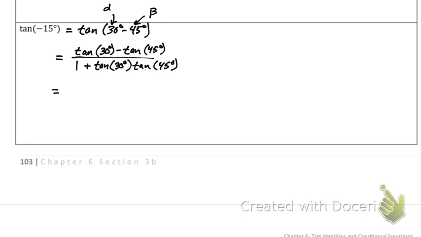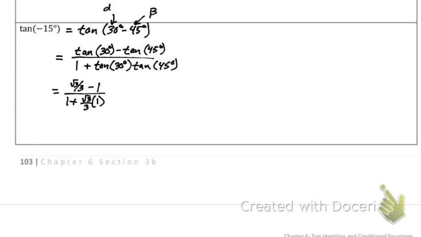So we are going to have square root of 3 over 3 minus 1, all over 1 plus tangent of 30, which is square root of 3 over 3. Well, tangent of 45 is just 1, so I'd be multiplying by 1. I guess you could put it on there if you want to. I usually don't put the 1s if I'm multiplying, but it really would be times 1. Doesn't affect anything.